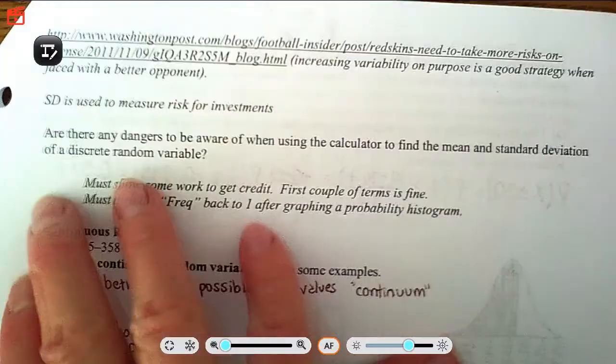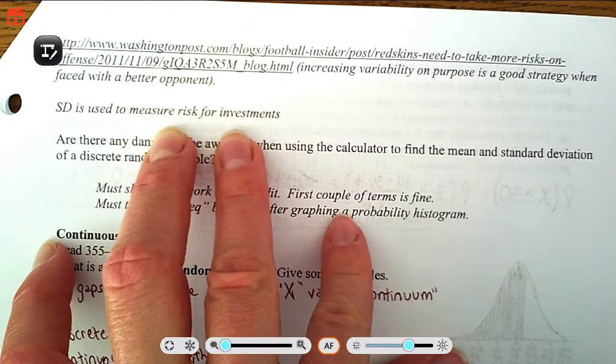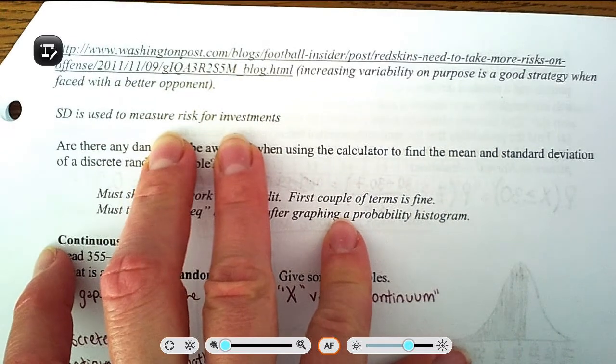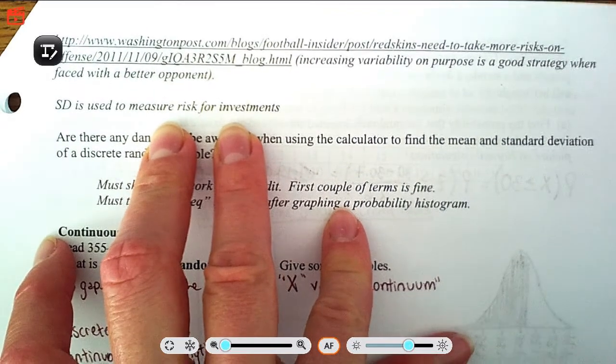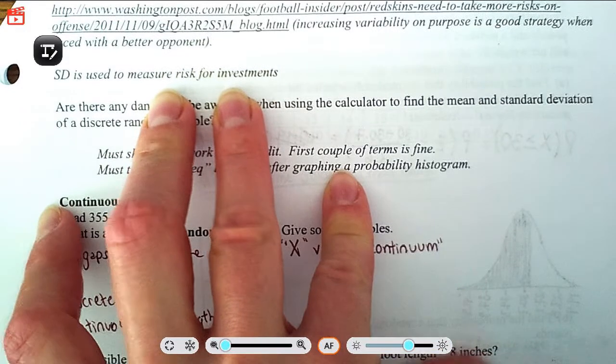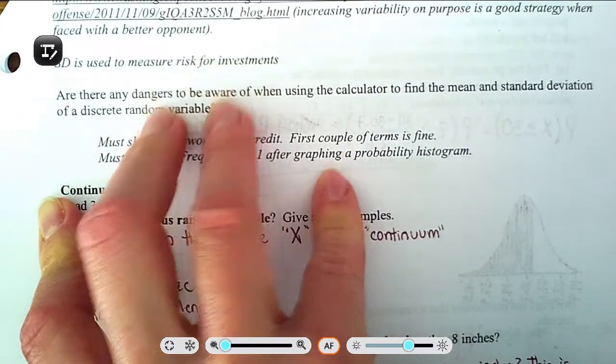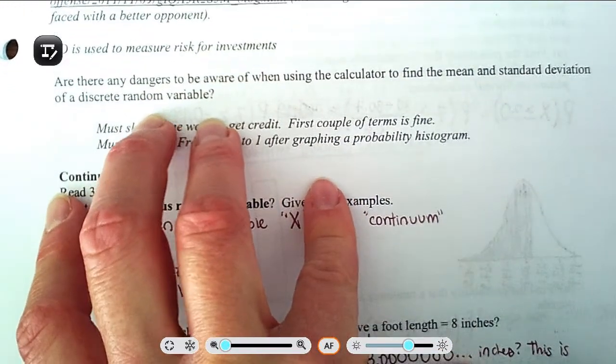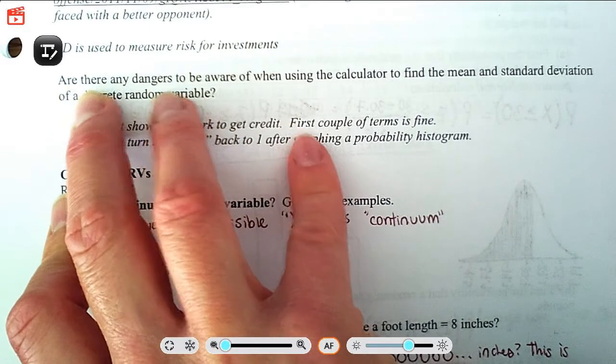Standard deviation is used to measure risk for investments. If something varies a lot, then there's a bit more risk because maybe it will gain a lot, but maybe there's a good chance that you lose out as well. So maybe that's better for long-term investments.